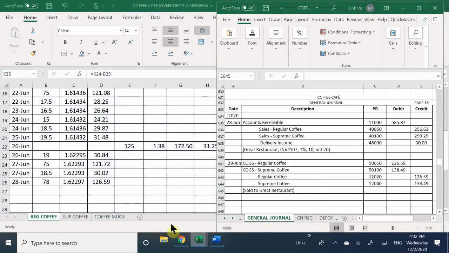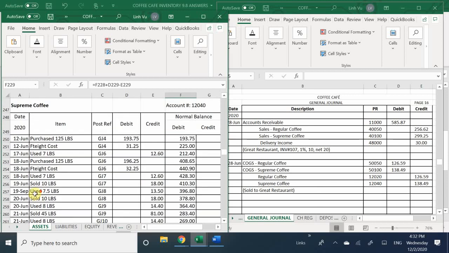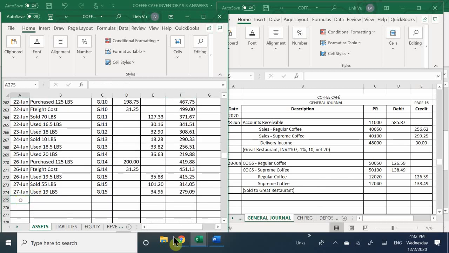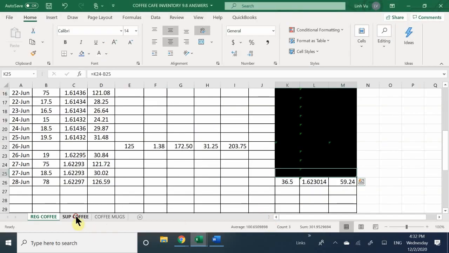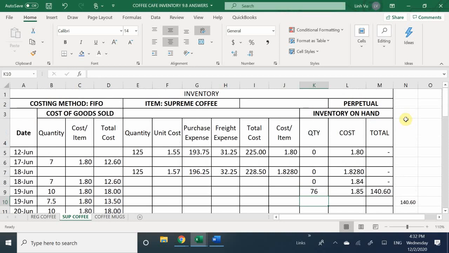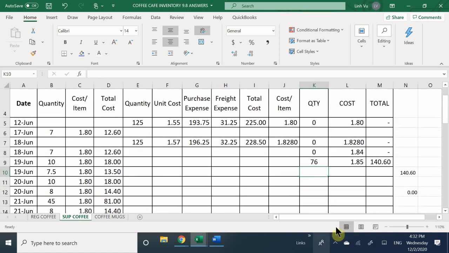All right, and then we go to Supreme coffee. 628, the 28th, 75, making that total $140.60. Does that match our inventory worksheet? Yes, indeed, it does. 140.60.